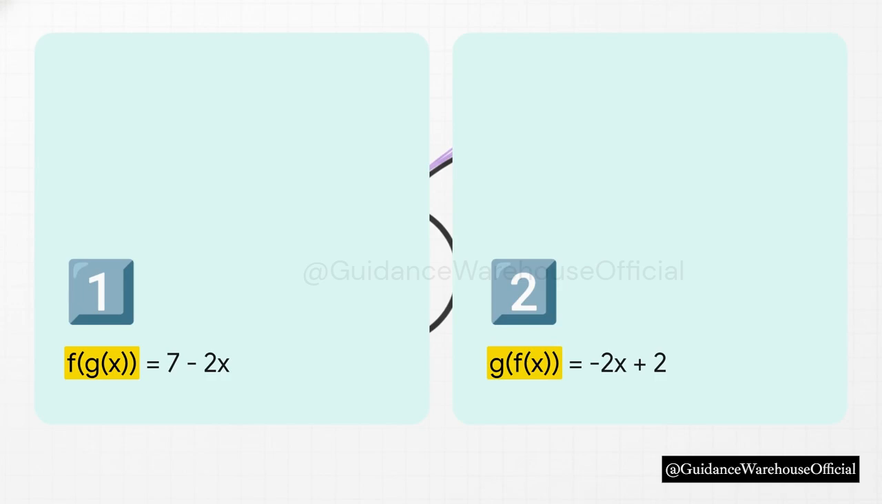Simplify that and you get 7 minus 2x. But if we do the exact reverse, substituting f into g, we end up with 3 minus the phrase 2x plus 1, which simplifies to a completely different result, negative 2x plus 2. You see that? The order of composition radically changes the final equation.